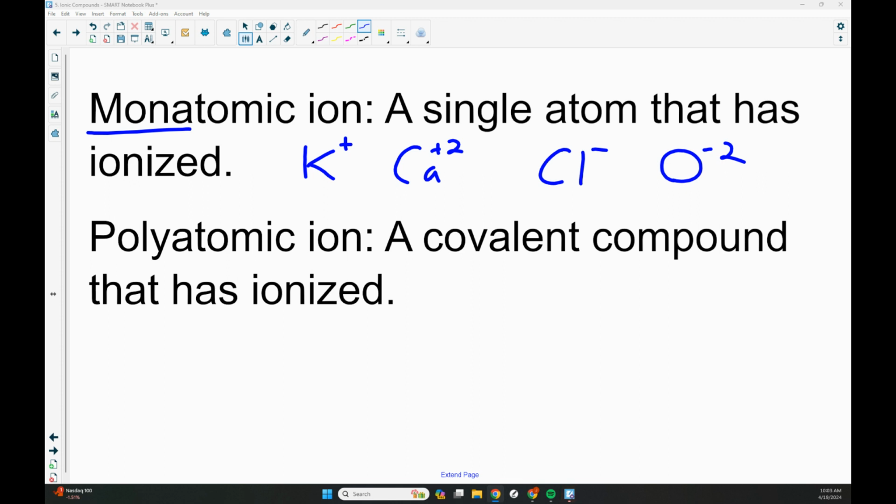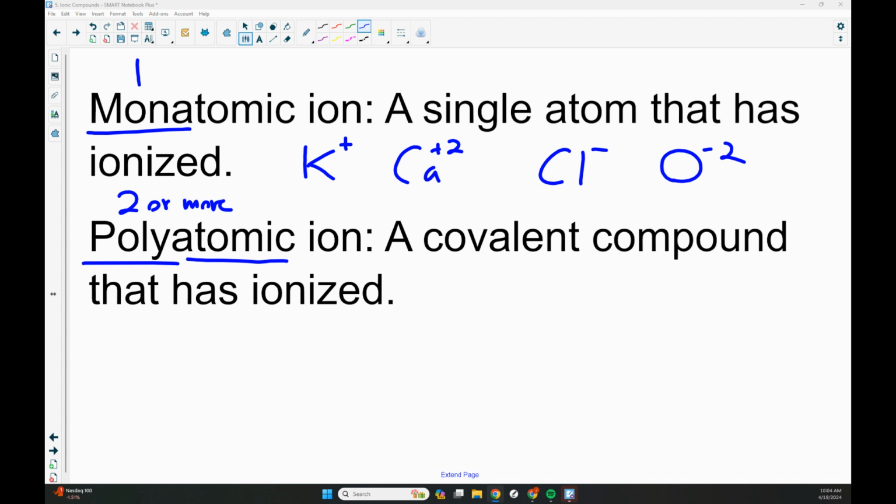And the root, or the prefix rather, in the term monatomic is mono. And you probably know that mono means one. So on the other hand, a polyatomic ion is a covalent compound that has ionized. So poly means multiple or many or two or more in some contexts. So this is going to be, let's say, two or more. And it's two or more atoms, polyatomic, that have joined together to form a covalent compound that has a charge.